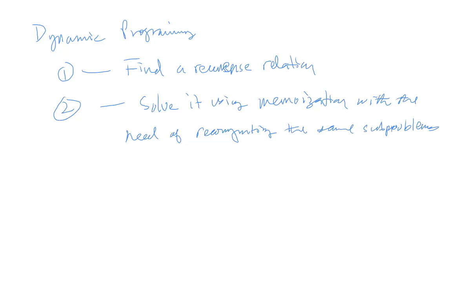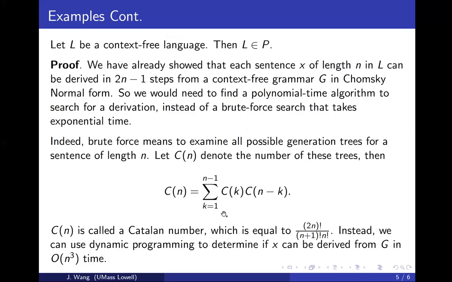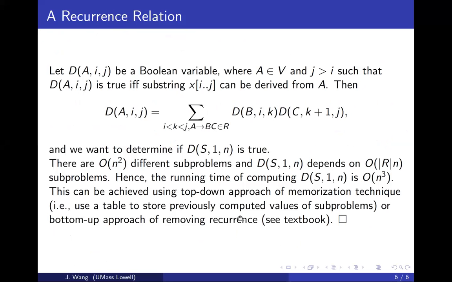So we need to create a name for it. Let's look at what we can do here. We want to come up with a recurrence relation, so we come up with a name to describe the problem, which is D of A comma i j, a Boolean variable. Here, A is a variable and j greater than i, such that D of A i j is true if and only if substring x i j can be derived from A.